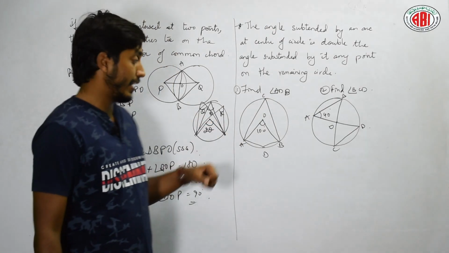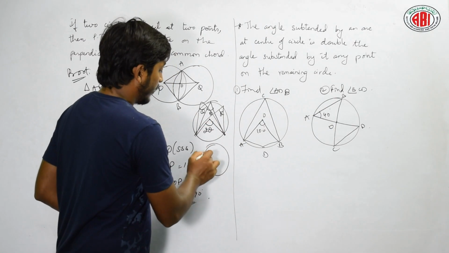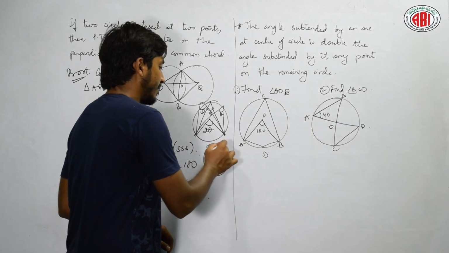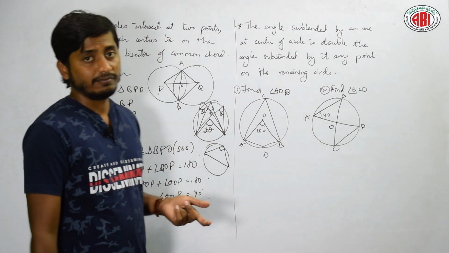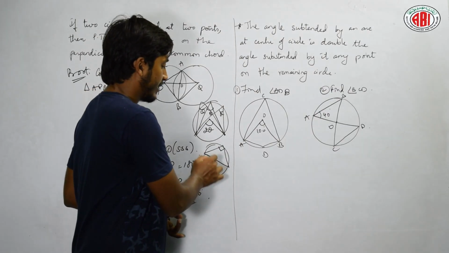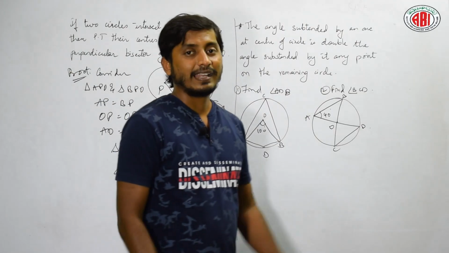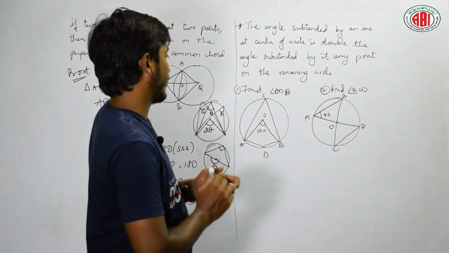For this, I can tell you one example. What is the angle of a straight line? 180, right? What is the angle in a semicircle? It is always 90. Clear? What is the angle subtended here? 180. Is this double of this? Yes, right? Fine. Clear? Based on that, let us solve these two problems.